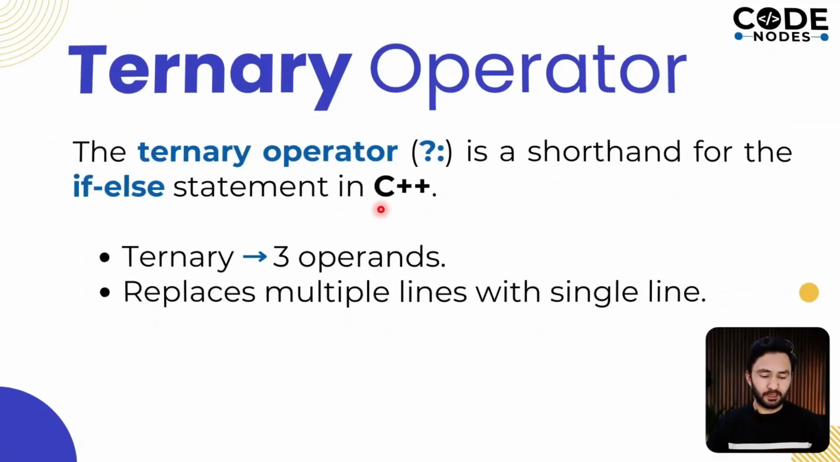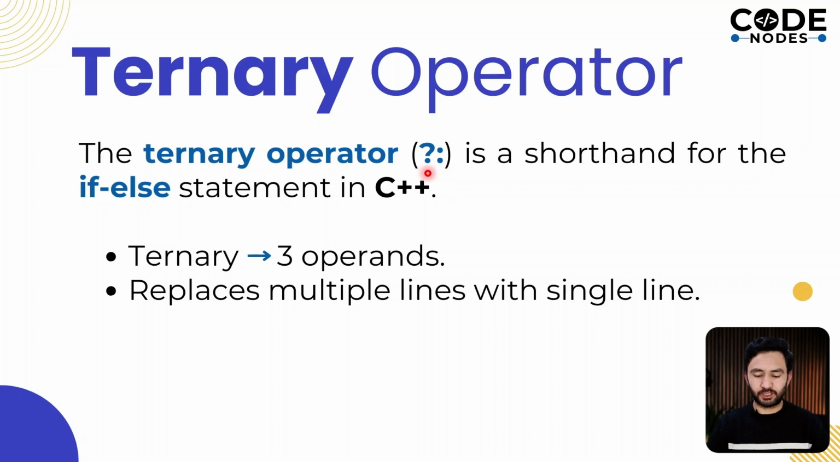We are covering the conditional statements in C++. In our last video we covered the switch statement in C++, and in today's video we are going to cover the ternary operator in C++. The ternary operator, which includes a question mark and colon, is a shorthand for the if-else statement in C++ and it takes three operands, as we discussed in our operators video. It replaces multiple lines of code with a single line if we use it instead of if-else.